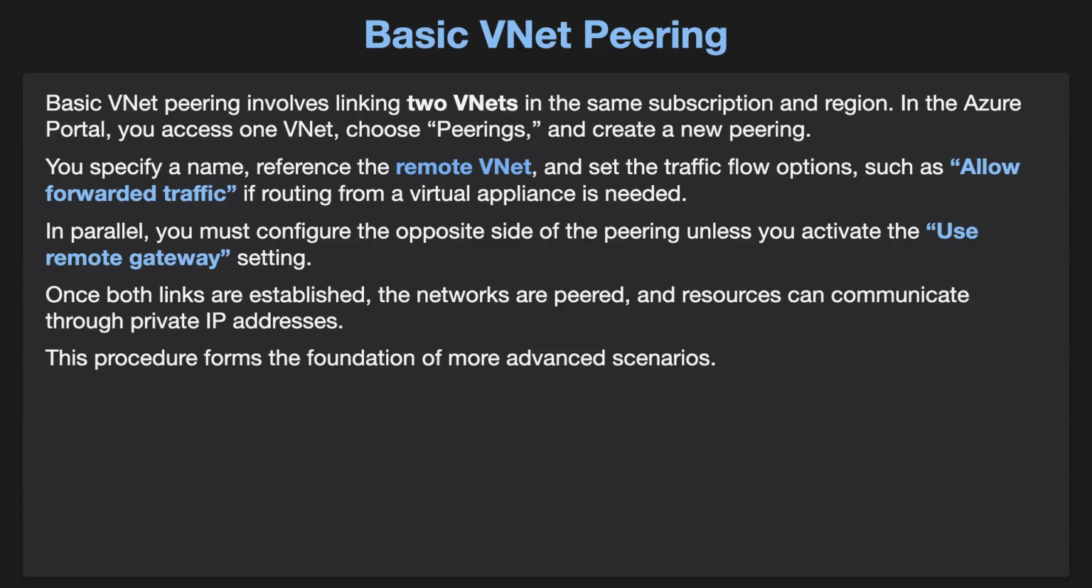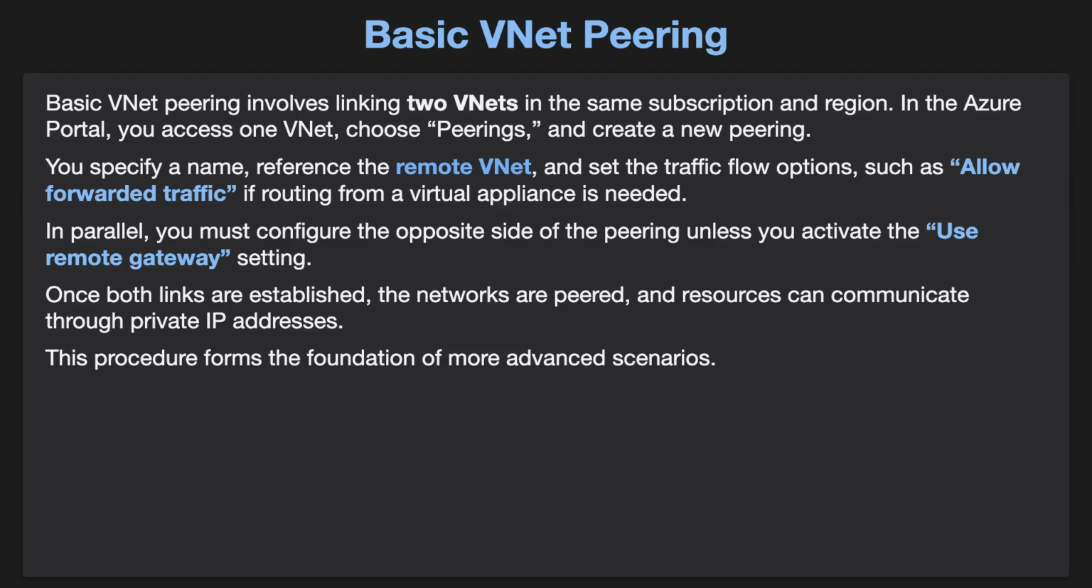Basic VNet peering involves linking two VNets in the same subscription and region. In the Azure portal, you access one VNet, choose peerings, and create a new peering. You specify a name, reference the remote VNet, and set the traffic flow options, such as allow forwarded traffic if routing from a virtual appliance is needed.